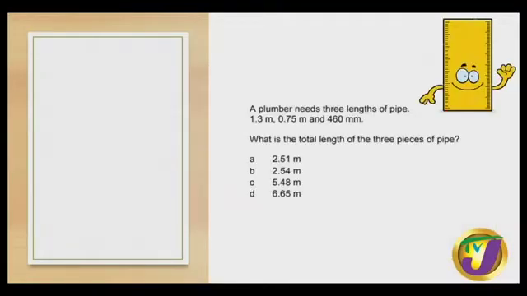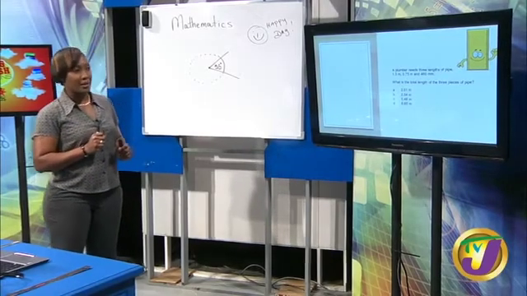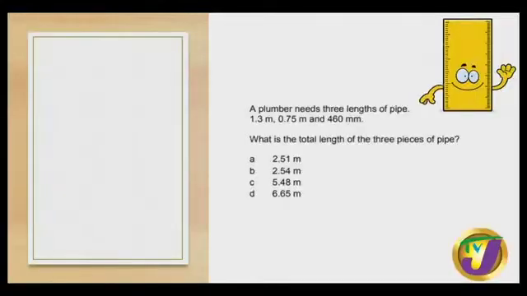Next, a plumber needs 3 lengths of pipe, 1.3 meters, 0.75 meter, and 460 millimeters. What is the total length of the 3 pieces of pipe?